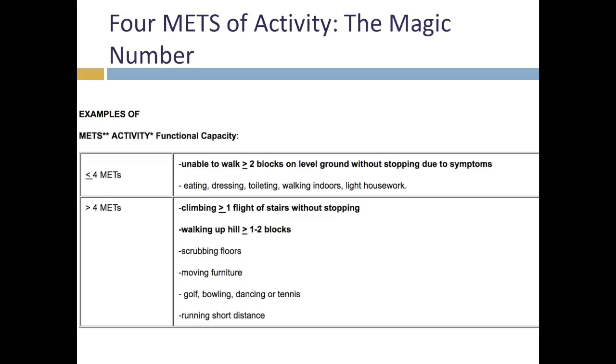And you can see in this graph that activities associated with more than 4 METs of functional capacity are being able to climb more than one flight of stairs without stopping, walking 1 to 2 blocks up a hill, scrubbing floors, moving furniture, doing recreational activities such as golf, bowling, dancing, or tennis, or running short distances. This is an important concept to understand, and often these types of questions should be asked to get a best sense of what the patient's functional capacity is.